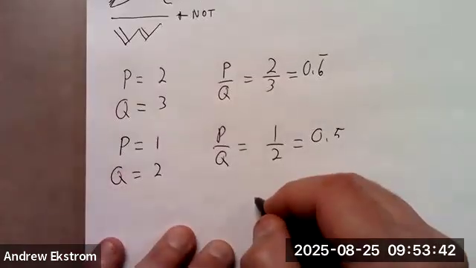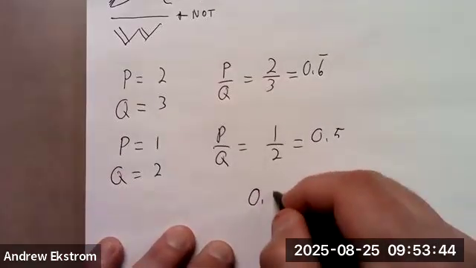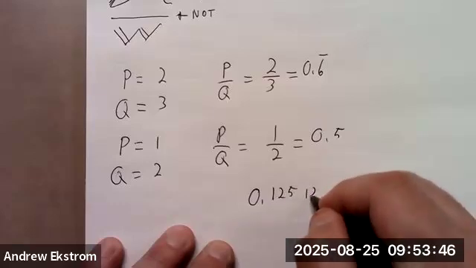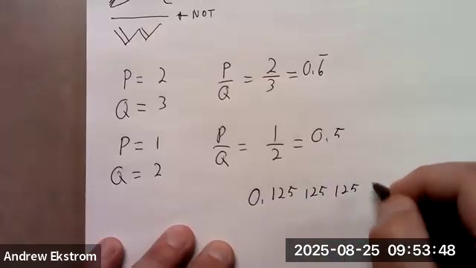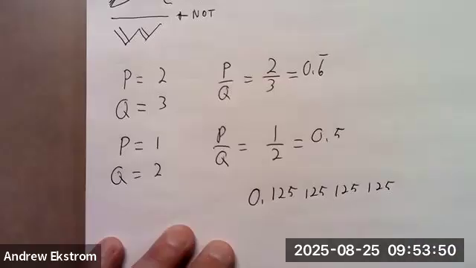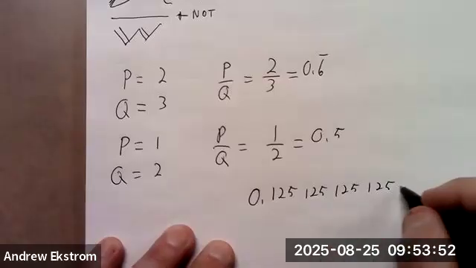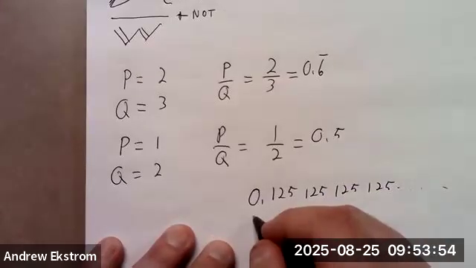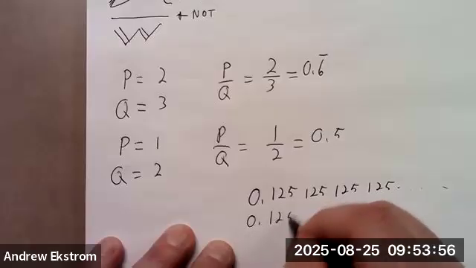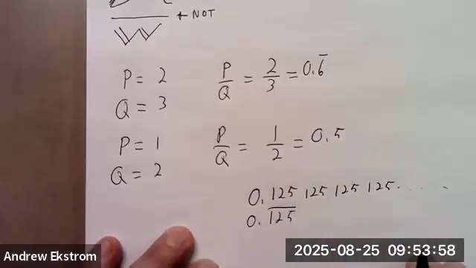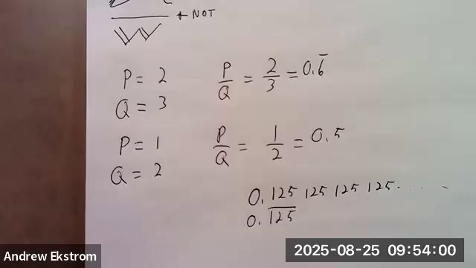If I give you something where it's say 0.125, 125, 125, 125, and then that goes on forever, I can actually rewrite it like that. That just tells me that the 125 goes on forever and ever and ever. How do you know that it goes on forever? Honestly, you don't know.